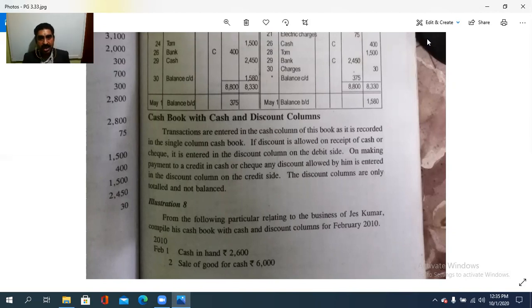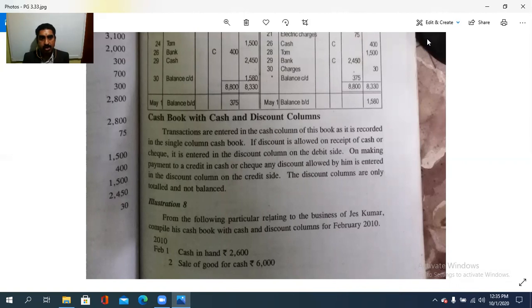So cash book with the cash and discount column. Transactions are entered in the cash column of this book as they are recorded in the single column cash book. If discount is allowed on the receipt of cash or check, along with the check or the cash received, it is entered in the discount column on the debit side.